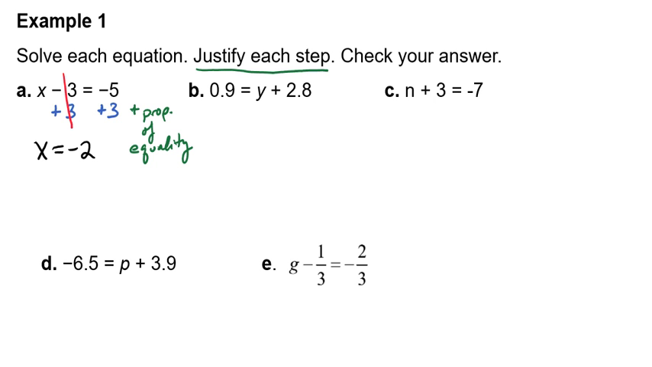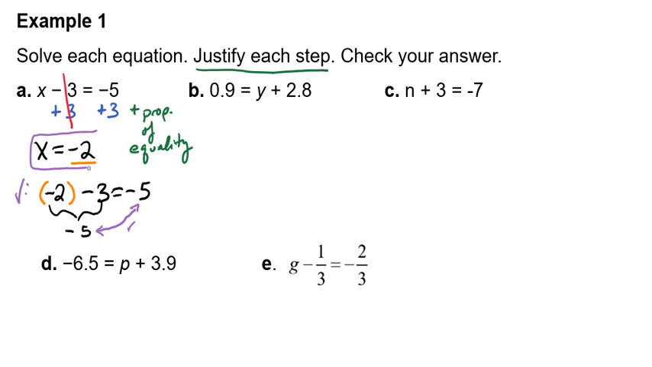And now we just need to check our answer. So what we're going to do is take the negative 2 and plug it into the x's spot. So this is where our x is at. So we have x minus 3, and that should give us a negative 5. So when we replace our x with the negative 2 that we got, over on this side we have a negative 5, and we see that our negative 5s match, and so it worked out. And so here we have that x equals negative 2 is the solution.